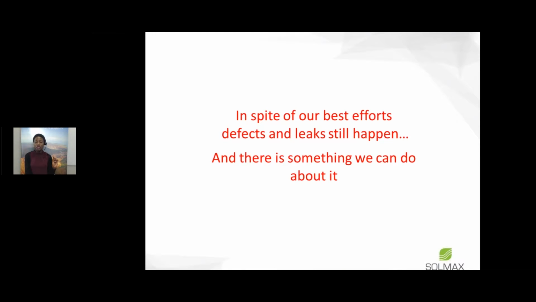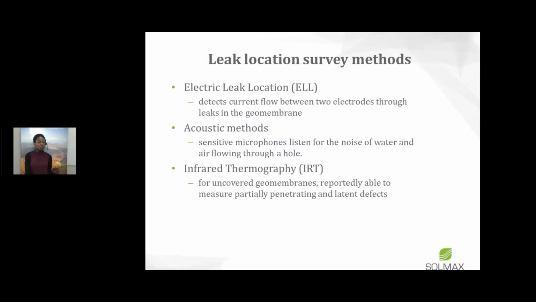So how do we go about finding all those leaks? There are several methods available. The electric leak location method, the acoustic method, and the infrared thermographic method. The electric leak location method involves measuring current flow through a geomembrane, and the current will only flow if there's a leak in the system, if there's a leak in the geomembrane.